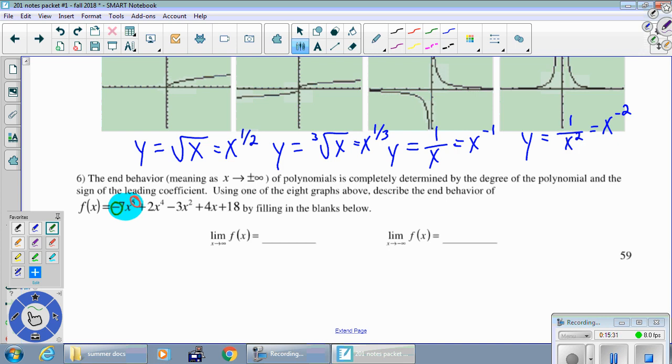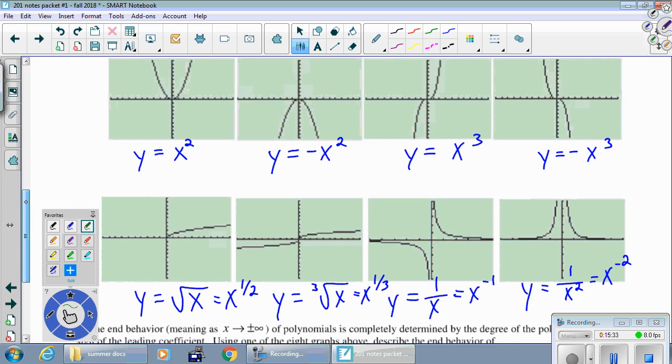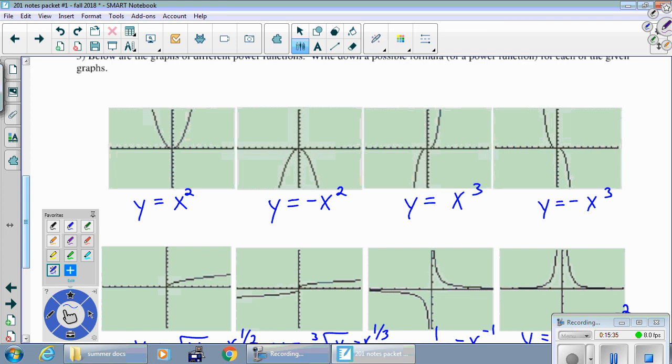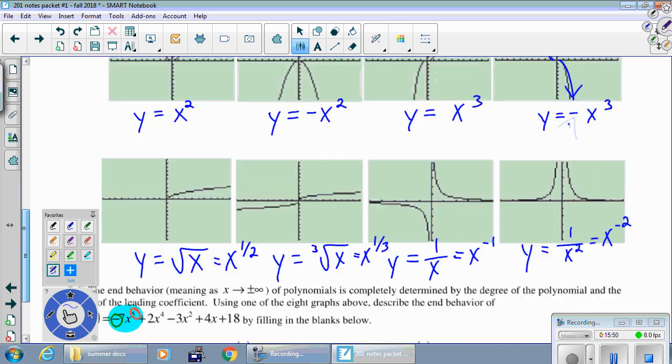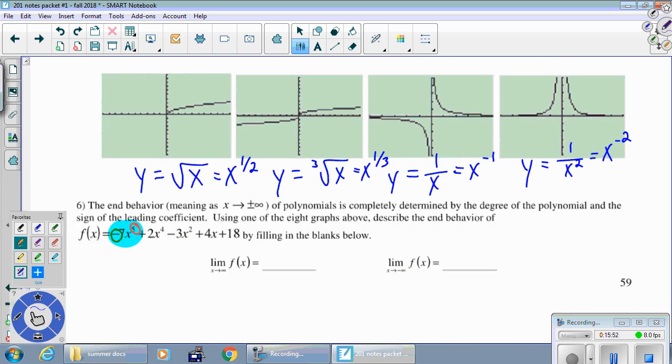And so that means that it is an odd power, odd positive integer. So that means it's going to look like either this x cubed or this negative x cubed. And which one is it? Well, because it was a -7 in the front, it's going to look like this negative x cubed. So what that tells me is that this function, as we go left, goes up, and as we go right forever, goes down forever. So left is up and right is down.